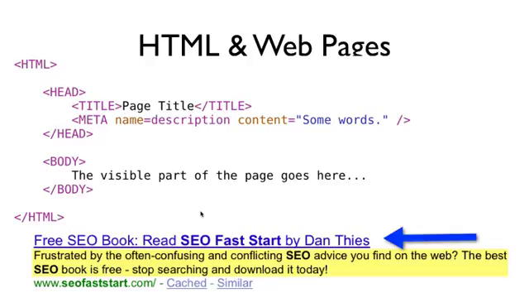Inside the head section, you can see a title tag and a meta tag for the description of the page. Down at the bottom of the screen, you can see an example of a search engine listing. The title tag winds up being displayed as the blue clickable link, and I have a blue arrow pointing there. The meta description shows up underneath that, and I've highlighted that in yellow.